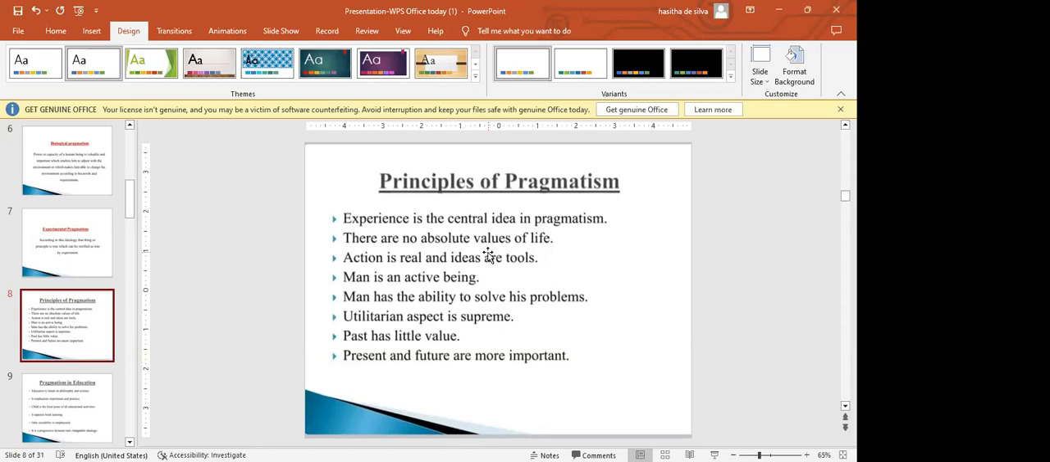First one, experience is the central idea in pragmatism. Second one, there are no absolute values of life. Third one, action is real and ideas are tools. Fourth one, man is an active being. Fifth one, man has the ability to solve his problems. Utilitarian aspect is supreme. Past has little value. Present and future are more important. Those are the principles of pragmatism.